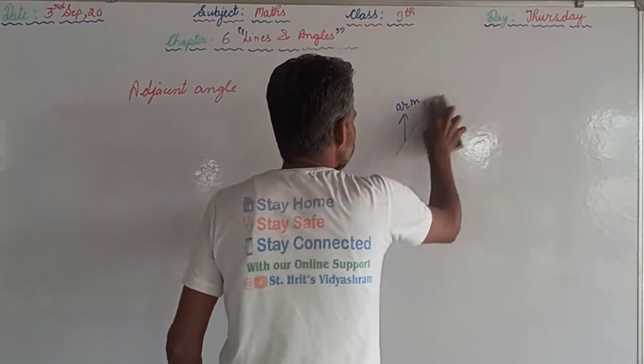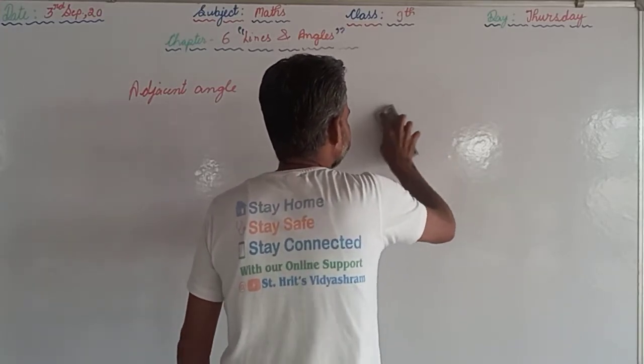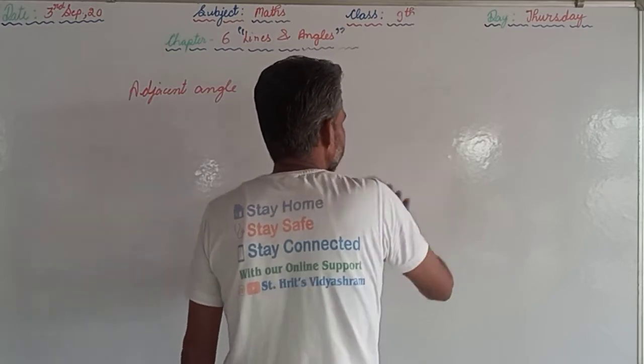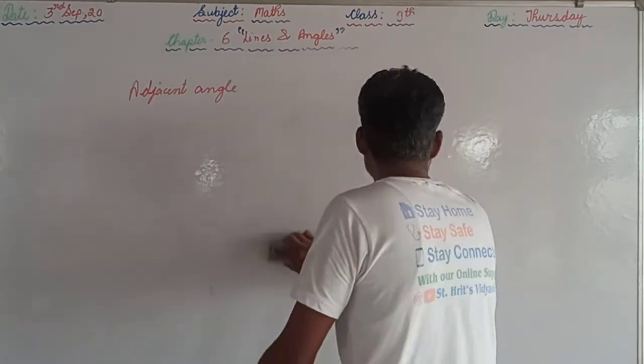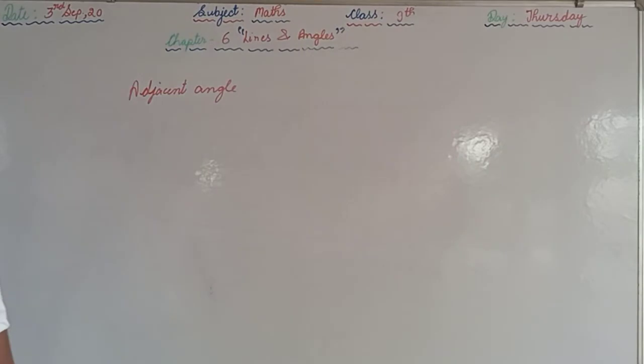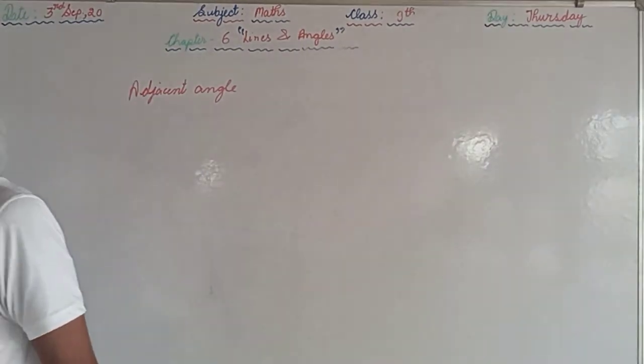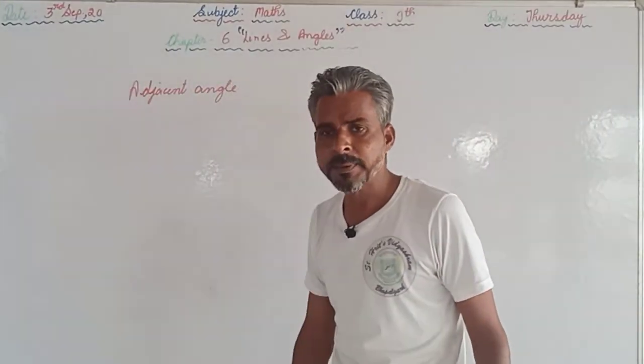Complementary angles and supplementary angles. If the sum of two angles is 90 degrees, then the angles are known as complementary angles. If the sum of two angles is 180 degrees, then the angles are known as supplementary angles.